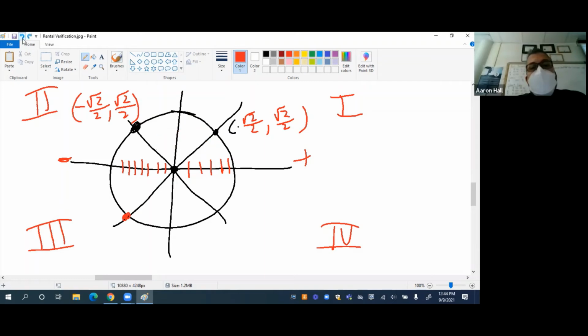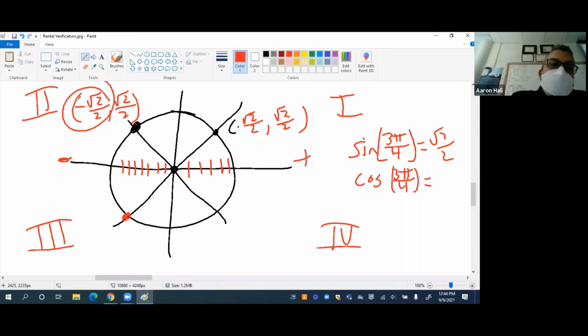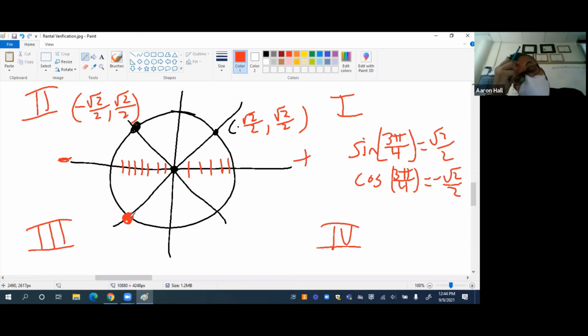So I want to know what sine of 3 pi fourths is. It's the square root of 2 over 2. It's my y value. What is cosine of 3 pi fourths? Negative the square root of 2 over 2. Nice. Bentley, good job. Negative the square root of 2 over 2. What is this point here in the third quadrant?